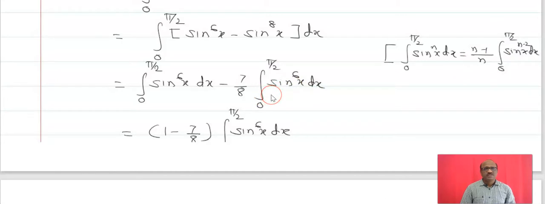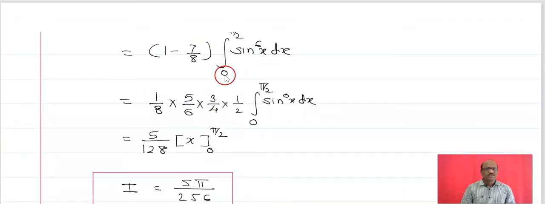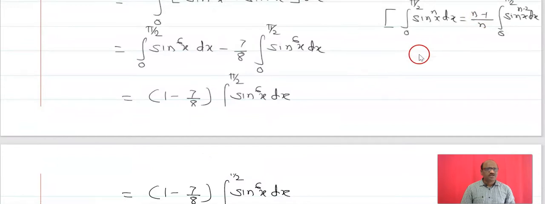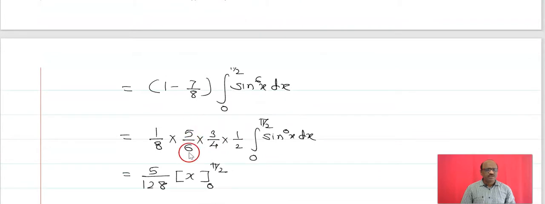Now take the integral sin of x raised to 6 as common, then you will get 1 minus 7 upon 8, and if you simplify it, then you will get 1 upon 8. Now simplify this integral 0 to pi by 2 sin of x raised to 6 dx, and if we again apply this formula, that is n minus 1 upon n, integral 0 to pi by 2, and then you will get 5 by 6 into 3 by 4 into 1 upon 2, 0 to pi by 2 sin of x raised to 0 dx.